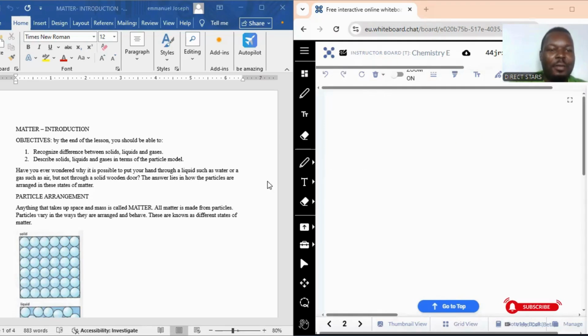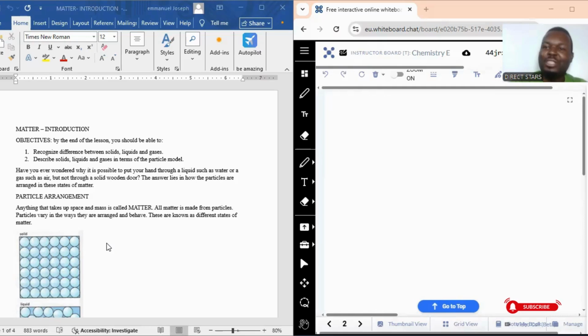You would wonder why your hand can pass through liquid, such as water, and your hand can also pass through air easily. But have you ever wondered why your hand cannot pass through a wooden door or a metallic door? The reason is as a result of how the particles of this matter are arranged. So now let's look at the arrangement of these particles in each of the states of matter.